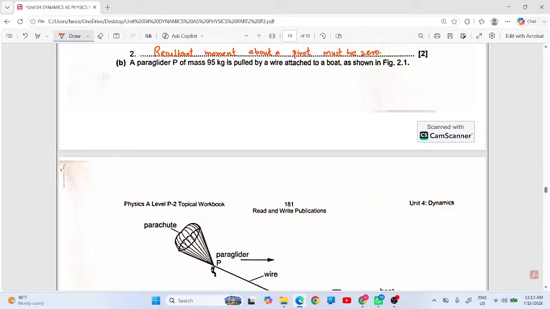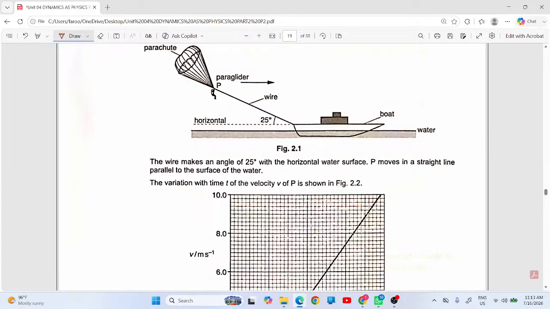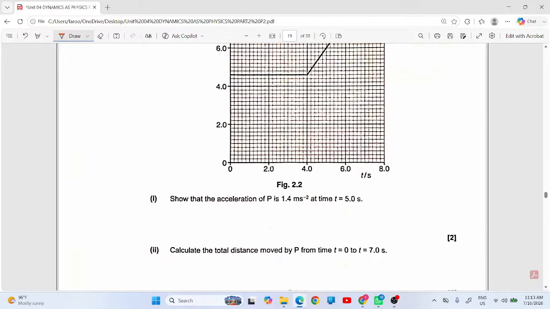Next, a paraglider P of mass 96 kg is pulled by a wire attached to the boat shown in figure 1. As the paraglider moves, the wire makes an angle of 25 degrees with the horizontal water surface. P moves in a straight line parallel to the surface of the water. The velocity-time graph of the paraglider is given. Show that the acceleration of P is 1.4 meters per second squared at 5 seconds.